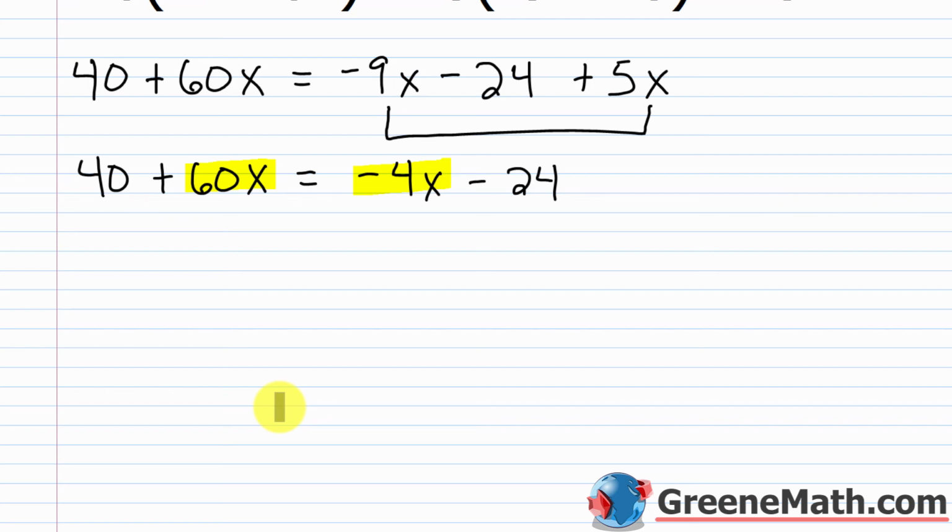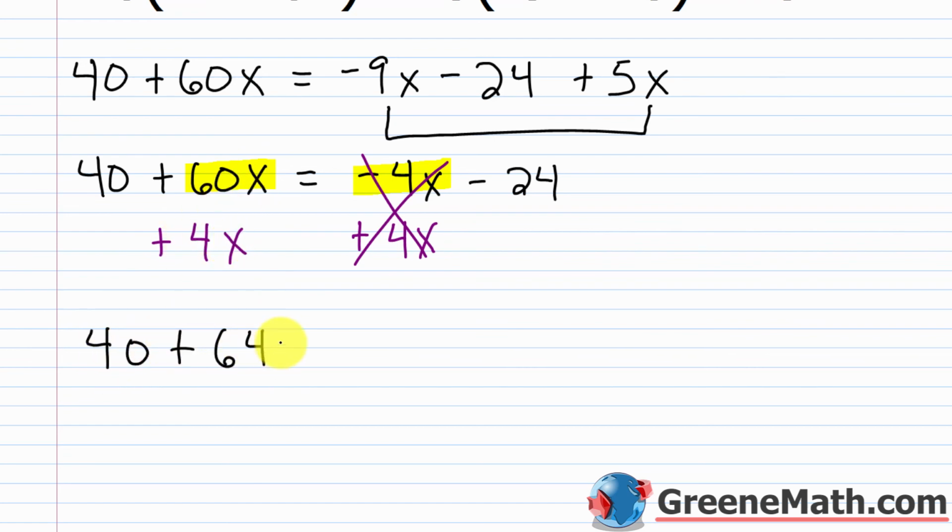Remember, I can move anything. So if I have negative 4x over here, I can just add 4x and make it disappear on this side, but I have to do the same thing over here to make it legal. So if I add 4x here, it's going to disappear on this side. Negative 4x plus 4x, that's 0. So it's gone. But it reappears over here because I have to also do it on this side to make it legal. So now I'll have 40 plus 60x plus 4x is 64x, and this equals negative 24.